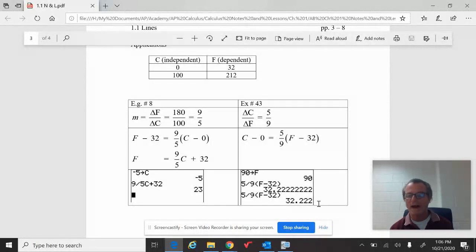In example 8, they also ask you to find the Fahrenheit equivalent if Celsius were -5. So we're coming back here, we're putting -5 in for C. The 5 would reduce. They give us 9 times -1 plus 32, which would give you 23.